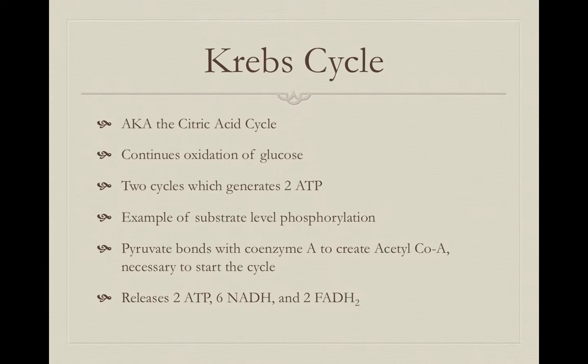The Krebs cycle releases 2 ATP, 6 NADH, and 2 FADH2. And NADH and FADH2 are electron carriers, and we will discuss those further. So right now we have a total of 4 ATP, 6 NADH, and 2 FADH2.